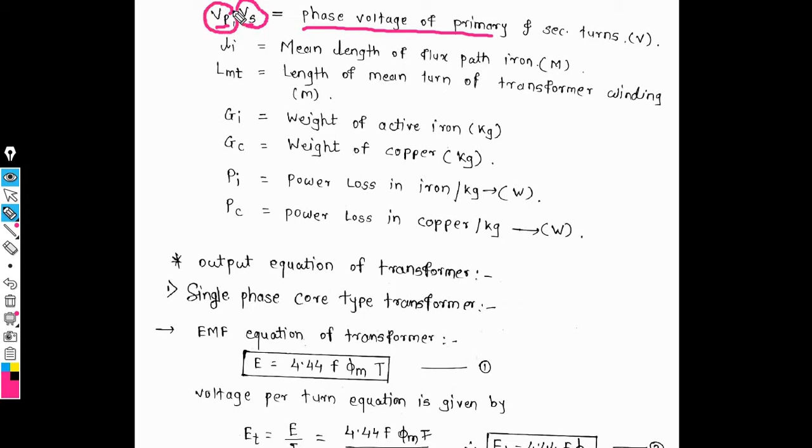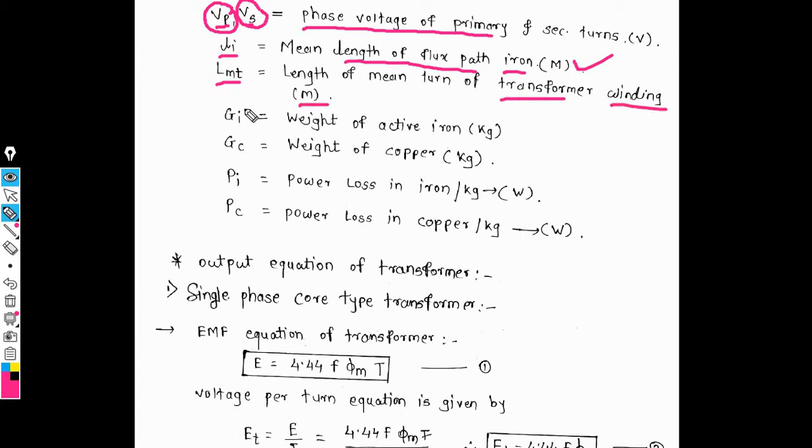Also, in core type transformer, the length of flux path is very important. LI is called the mean length of flux path, and the unit is meter. Then capital LMT is the length of mean turn of transformer winding, measured in meter.